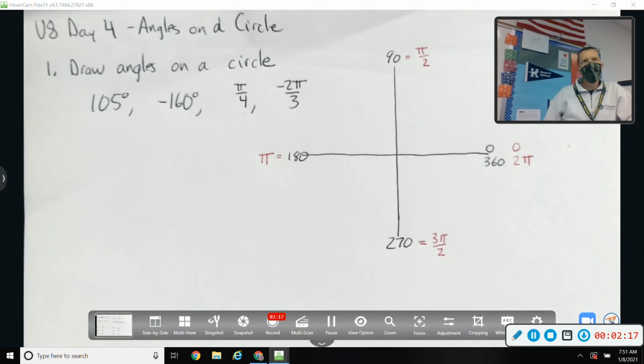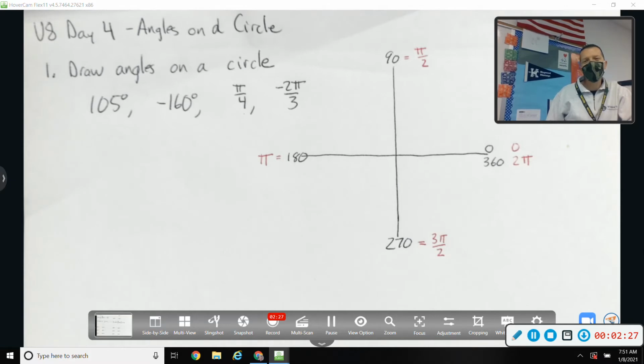I had a student in 7th period just begging to write it as 1.5 pi. And that's not wrong, so if that makes you feel good, do it. But everywhere else you see it, it's going to be written as 3 pi over 2.